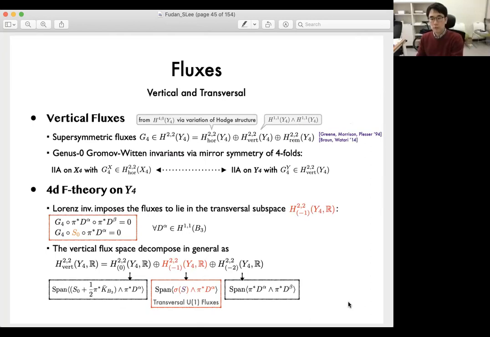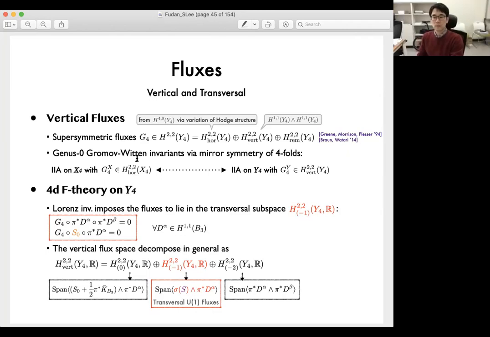Now to the fluxes. Supersymmetric fluxes lie in H^{2,2}, which you may decompose into the horizontal, the vertical, and the remainder parts. To study gauge fluxes, we consider the vertical fluxes, i.e. products of one-forms. Then the genus zero Gromov-Witten invariants are computable via mirror symmetry for fourfolds, under which the horizontal and the vertical fluxes are exchanged.